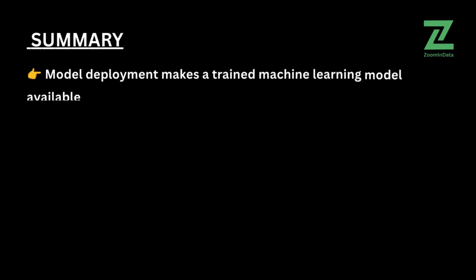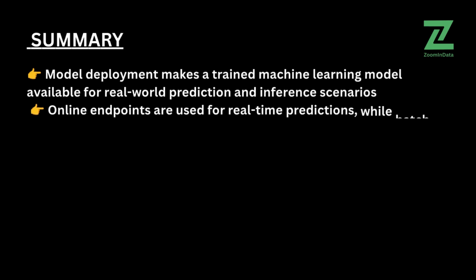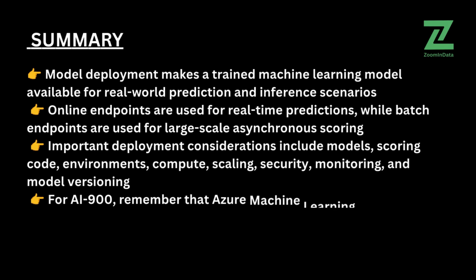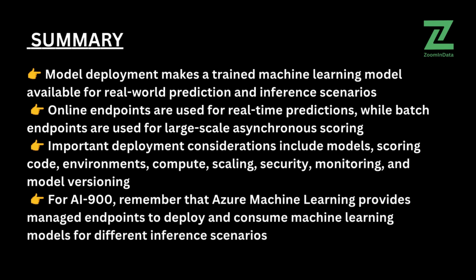Model deployment makes a trained machine learning model available for real-world prediction and inference scenarios. Online endpoints are used for real-time predictions, while batch endpoints are used for large-scale asynchronous scoring. Important deployment considerations include models, scoring code, environments, compute, scaling, security, monitoring, and model versioning. For AI 900, remember that Azure Machine Learning provides managed endpoints to deploy and consume machine learning models for different inference scenarios.